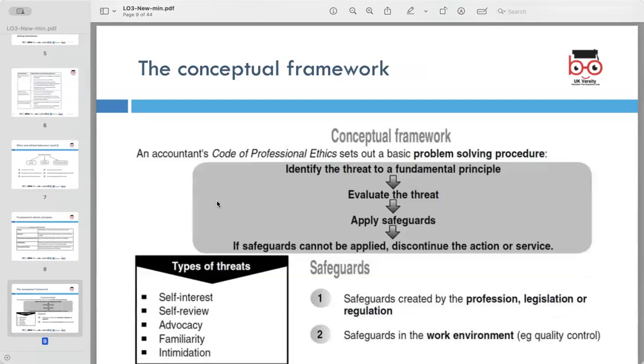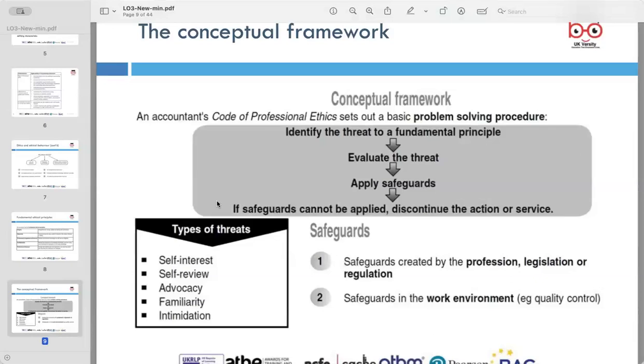Conceptual framework. The Accountants' Code of Ethics provides a structured approach to resolving ethical dilemmas through a conceptual framework. So this framework involves several steps. If you can see here, identifying threats to fundamental principles, then evaluating these threats and applying safeguards to mitigate risk. Should safeguards prove insufficient, professionals must consider discontinuing actions or services to uphold ethical standards.